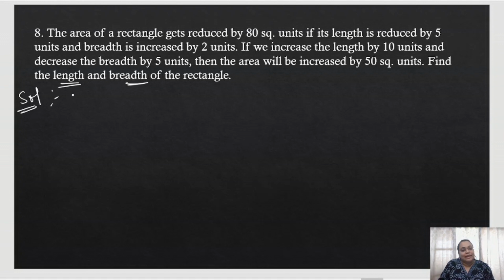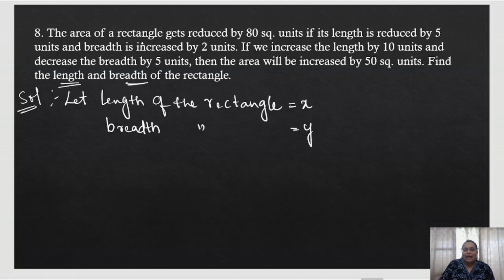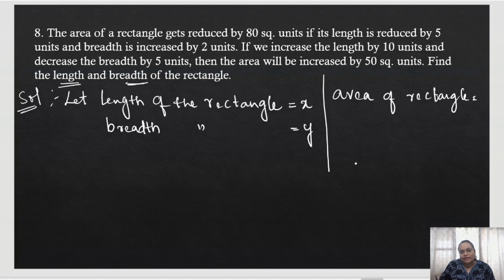So let us assume the length and breadth of the rectangle to be x and y. See the question: area of a rectangle. We know that area of a rectangle is equal to L into B. What is L? Length is x, and breadth is y. So the area of the rectangle will be x into y.